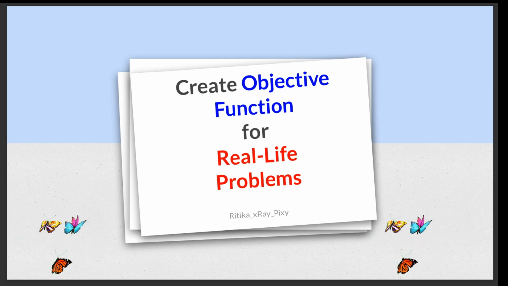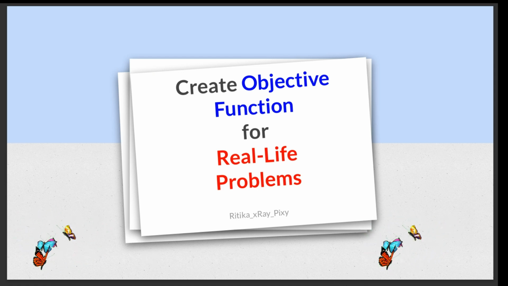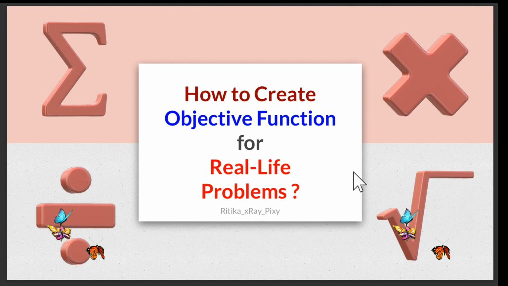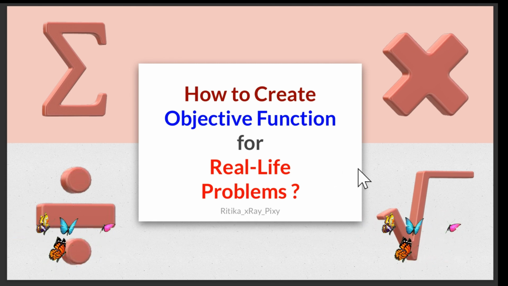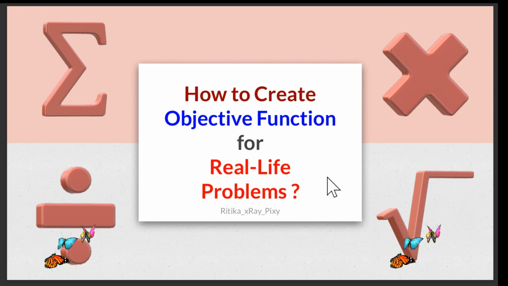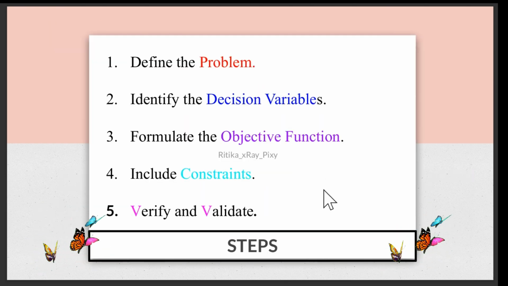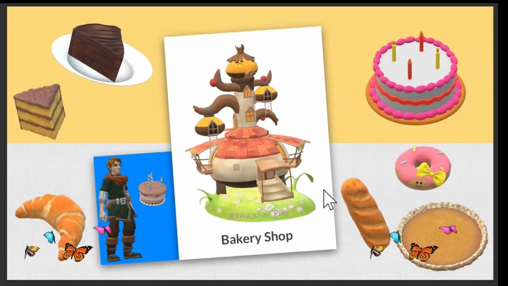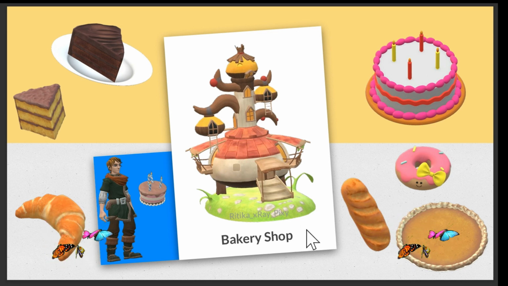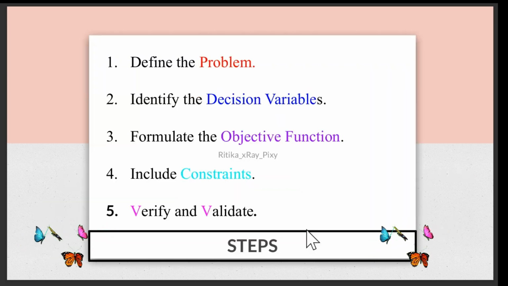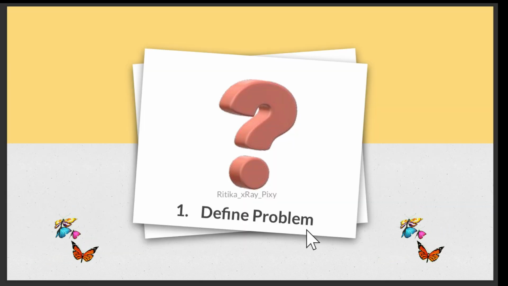In this video, we will discuss how we can create an objective function for any real life problem. If you are working on any project and trying to solve any real life problem, by following simple steps, you can create your own objective function. In this video, we will consider a real life example and create an objective function for this problem. So now we will follow certain steps to create an objective function for any real life problem.